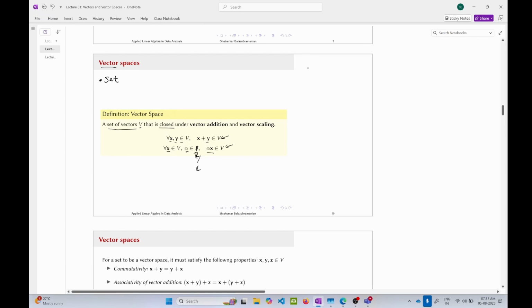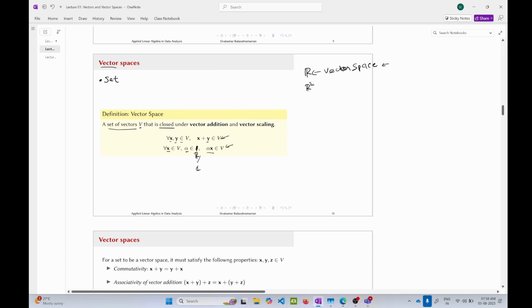Let's see an example before we move on. By that argument, the set of real numbers is a set. Is that a vector space? Whenever you have this question, you simply blindly apply those two rules. Yes or no? Yes, R is a vector space, because it's closed under vector scaling and vector addition. Vector scaling is simply multiplication of two real numbers, and vector addition is addition of two real numbers.